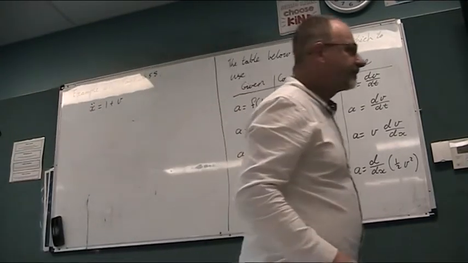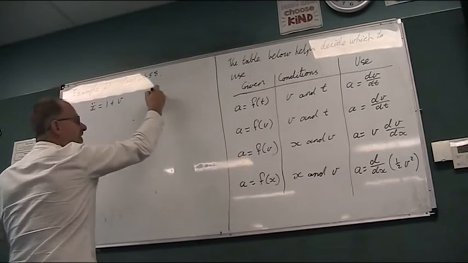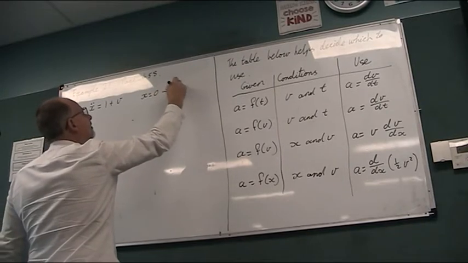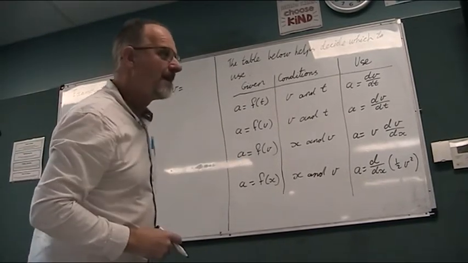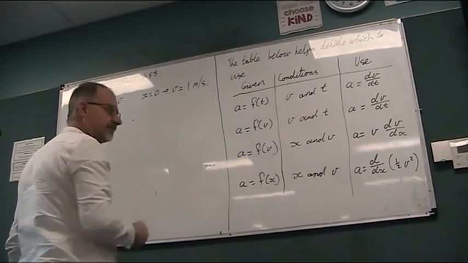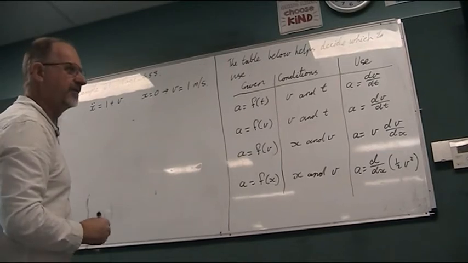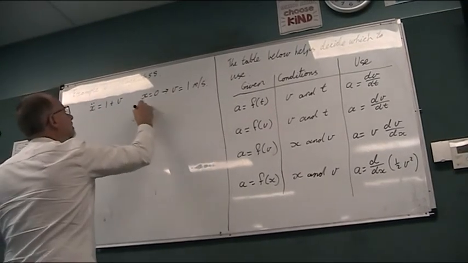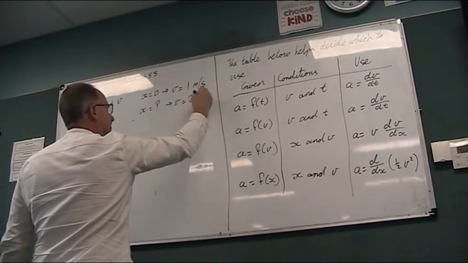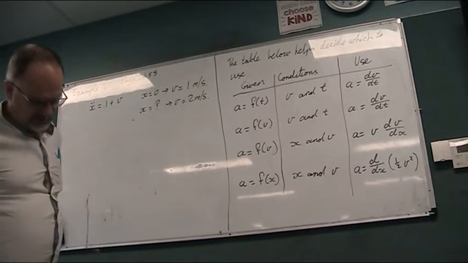What else have we got? Its velocity at the origin: when x equals 0, v equals 1. And what do we want to know? We want to find the position when the velocity is 2 metres per second.